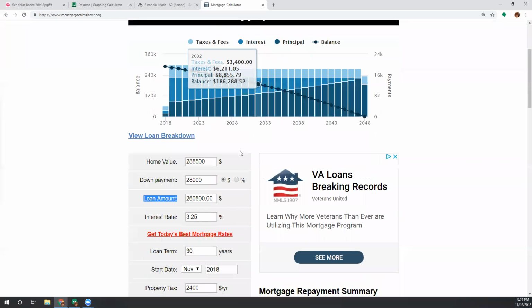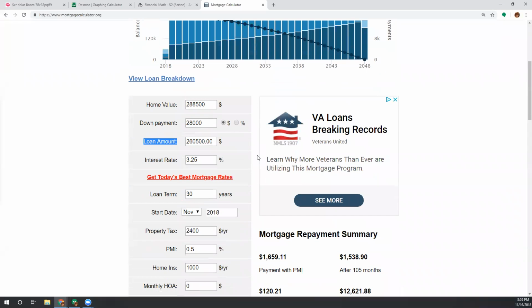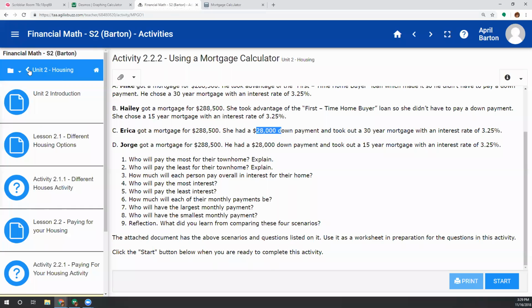Any questions on how to use it or anything you were confused on with my explanation of using the mortgage calculator? Looks like that went okay then. Sounds like you are okay with that.